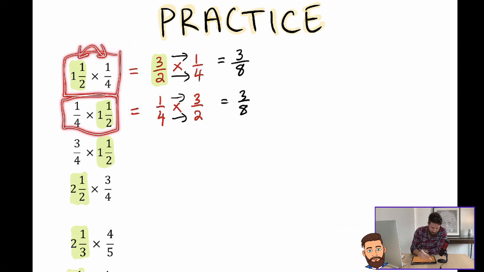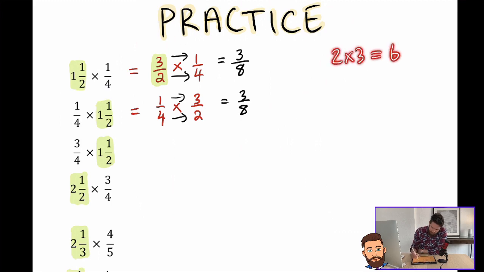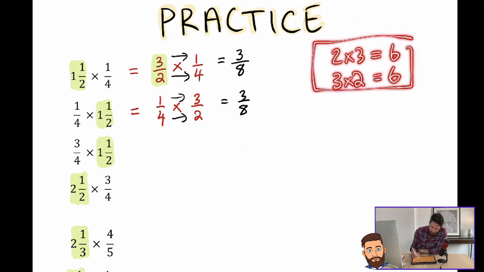So what that is just showing us is multiplication will give you the same answer if it's the opposite way round. It's what we call commutative. So 2 times 3 is 6, and 3 times 2 is 6. Even though they're the opposite way round, you get the same answer as 6.